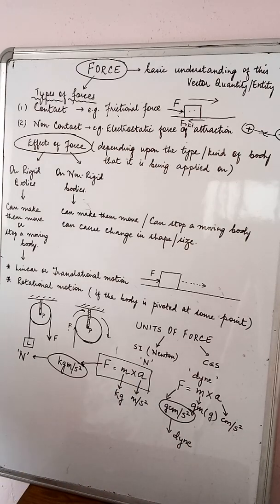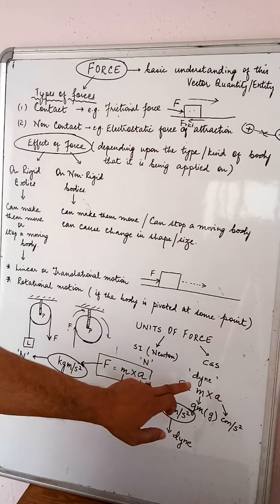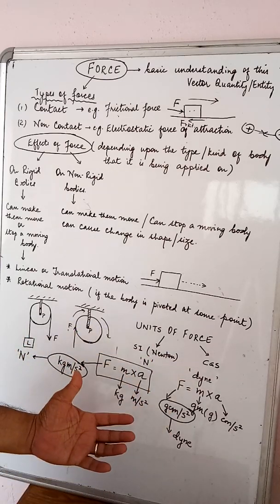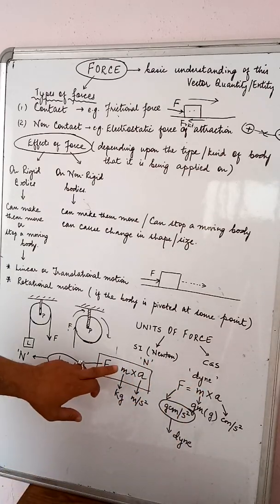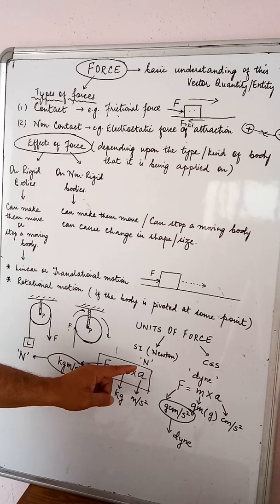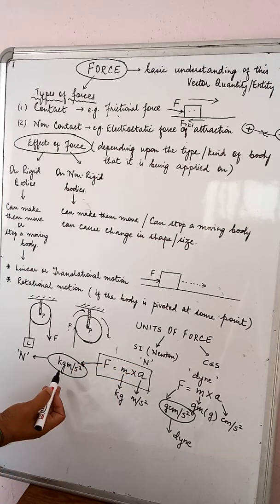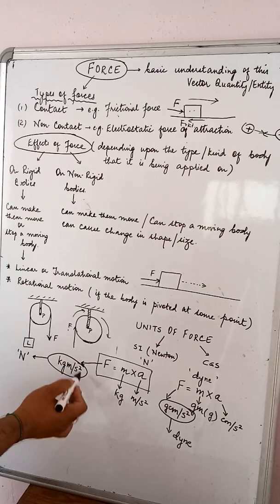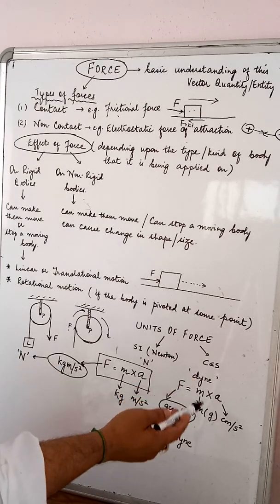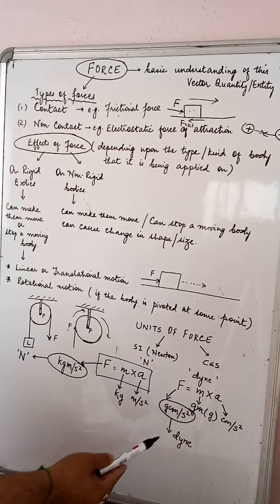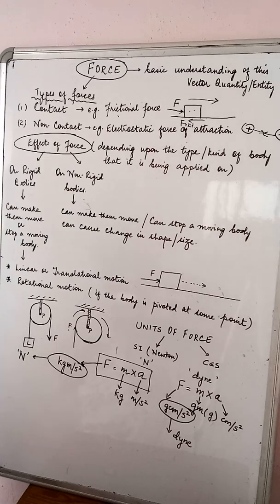So in effect, units of force: SI unit is Newton, CGS unit is dyne. Where do these come from? They come from the same formula, mass into acceleration. Mass SI unit kg, acceleration SI unit meter per second square. Combination of them gives kg meter per second square. This is what is translated as newtons. And similarly over here in terms of CGS units, gram centimeter per second square is translated as dyne.